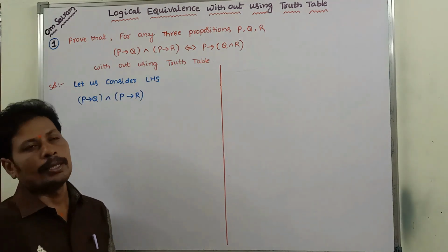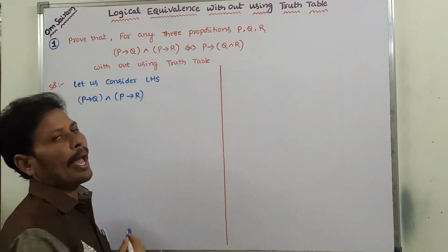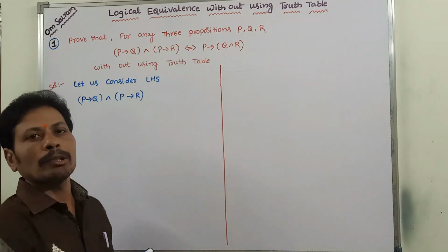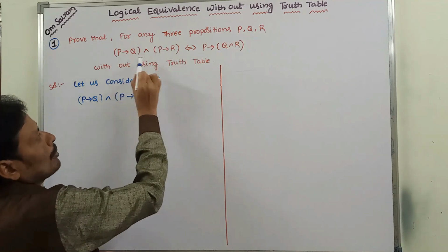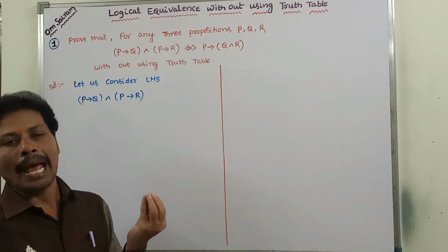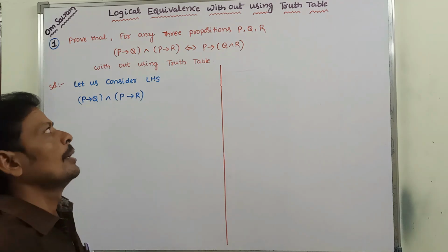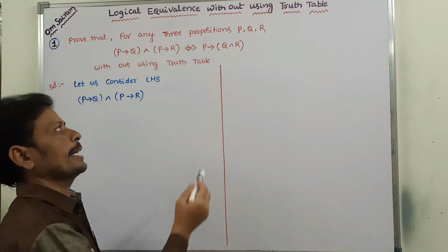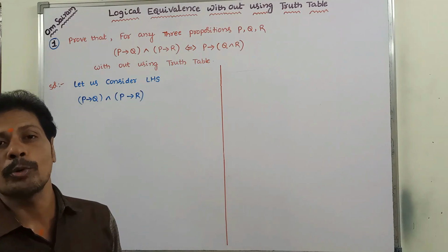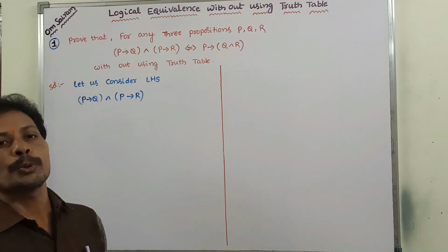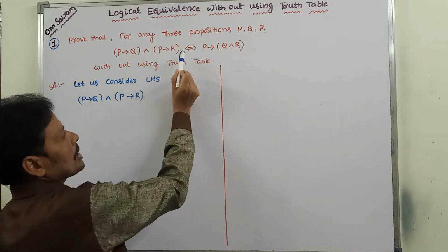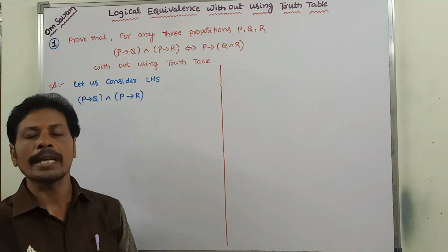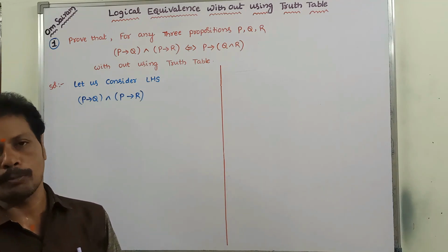How to prove that? This symbol is called the logical equivalence symbol. Whatever formula is before the logical equivalence symbol can be taken as one compound proposition. Whatever formula is after the symbol can be considered as another compound proposition. We have to prove that this compound proposition is logically equivalent to that compound proposition using logical equivalence formulas.